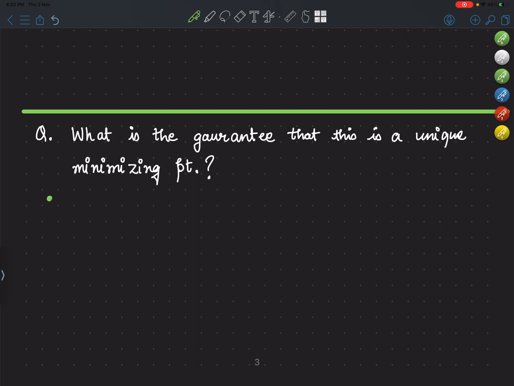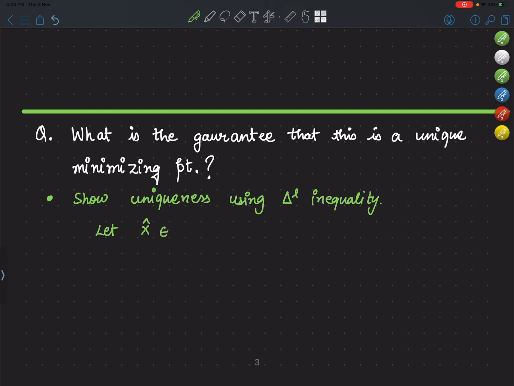What we'll do is show uniqueness using the triangle inequality. We'll assume that there is not a unique point, and then we'll get some contradiction and disprove this assumption. That's what we'll do.